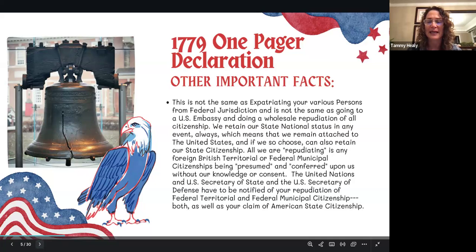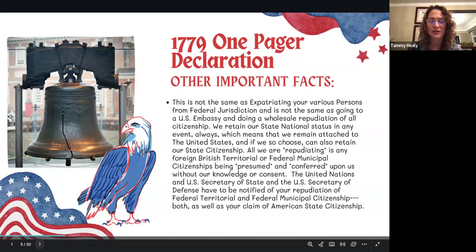All we are repudiating is any foreign British territorial or federal municipal citizenships being presumed and conferred upon us without our knowledge or consent. The United Nations and the U.S. Secretary of State and the U.S. Secretary of Defense have to be notified of your repudiation of federal territorial and federal municipal citizenship, as well as your claim of American state citizenship.